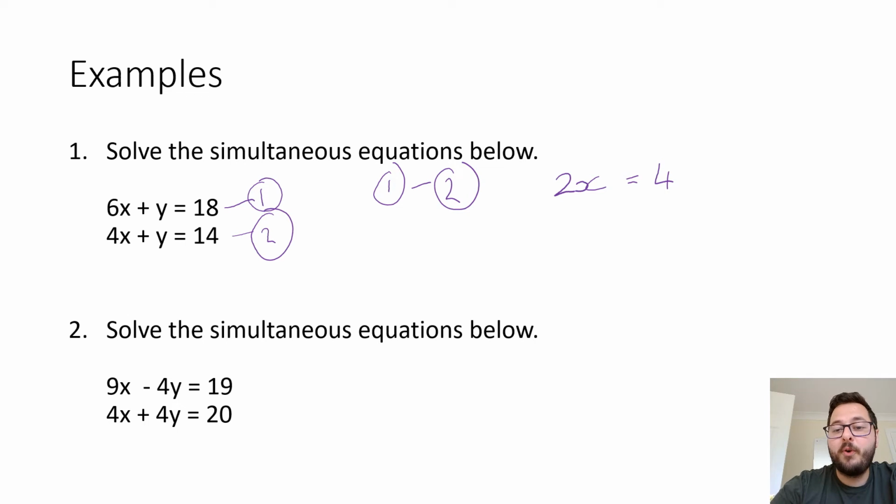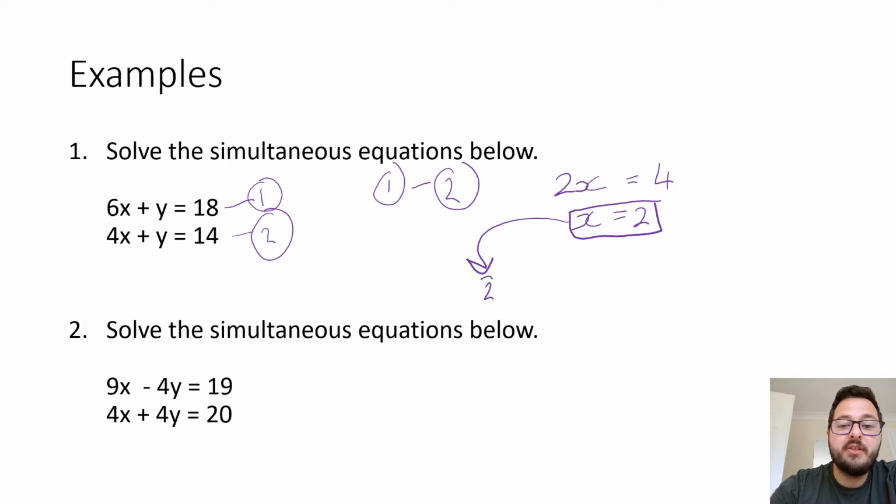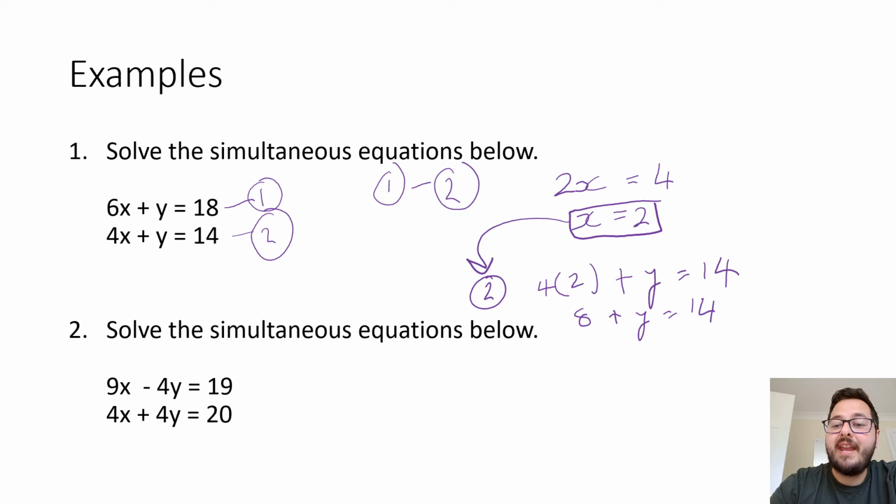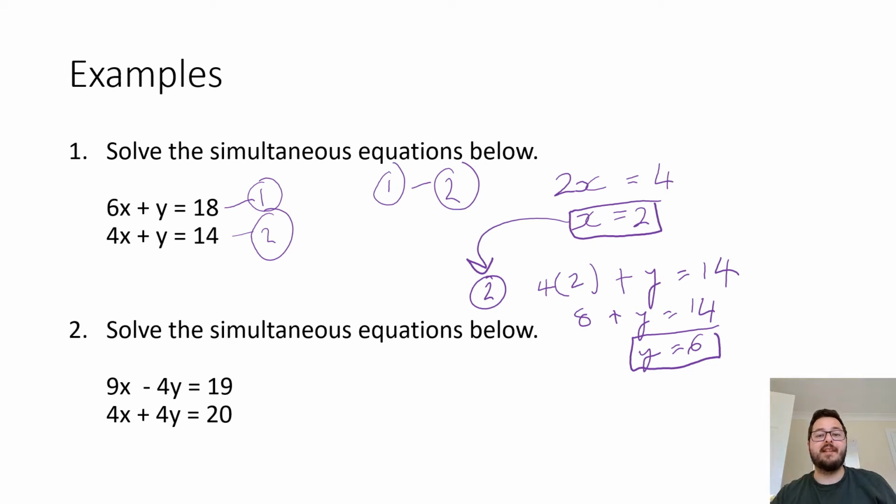So we're left with 2x is 4. We just divide by 2 on the left and the right. So x is 2. Now we want to find out y, so we just want to stick 2 into any of these equations. Let's put it into equation 2. We're going to end up with 4 lots of 2 plus y is 14. 4 times 2 is 8, so 8 plus y is 14. Then take away the 8 from both sides, and you get that y is 6. Okay, so those are our two answers. x is 2 and y is 6.